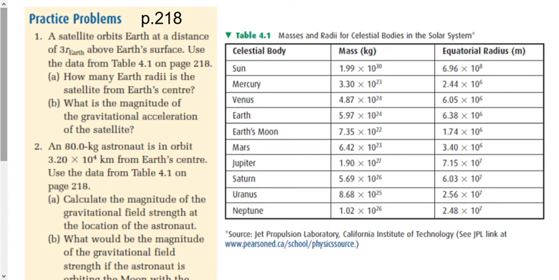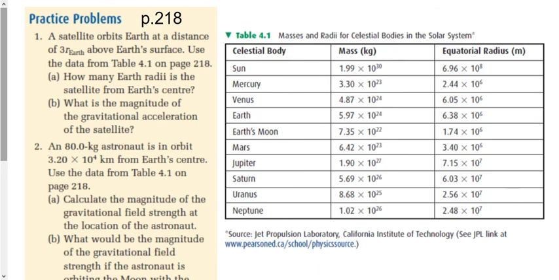So we'll go over 1B and 2B. Those are the questions. All right, number one says a satellite orbits Earth at a distance of 3 times the radius of the Earth above the Earth's surface. Using the data from this table, what's the magnitude of the gravitational acceleration of the satellite?